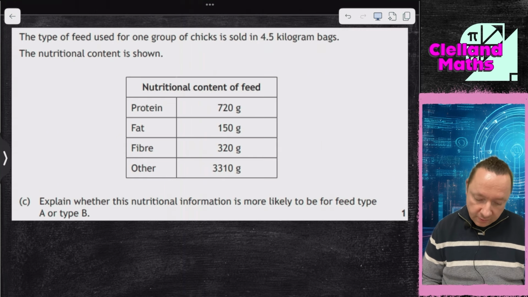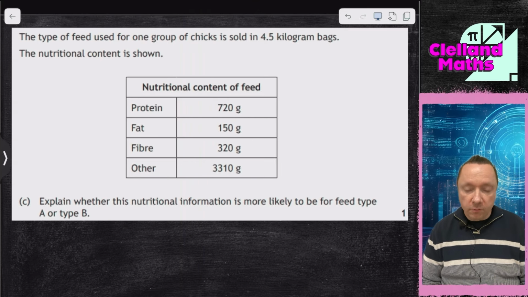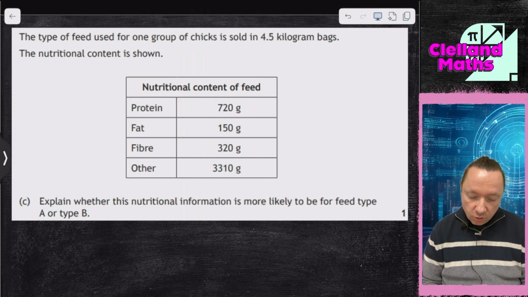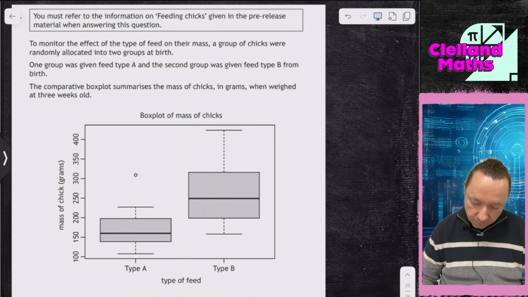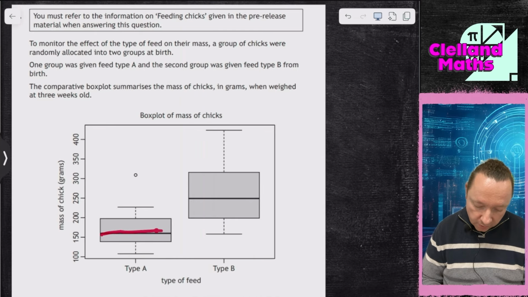The type of feed used for one group of chicks is sold in 4.5 kilogram bags. The nutritional content is shown. Explain whether this nutritional information is more likely to be for type A or type B. So if we go back up here, the mean or median mass of chicks here is just over 150, whereas for type B, it's about 250.